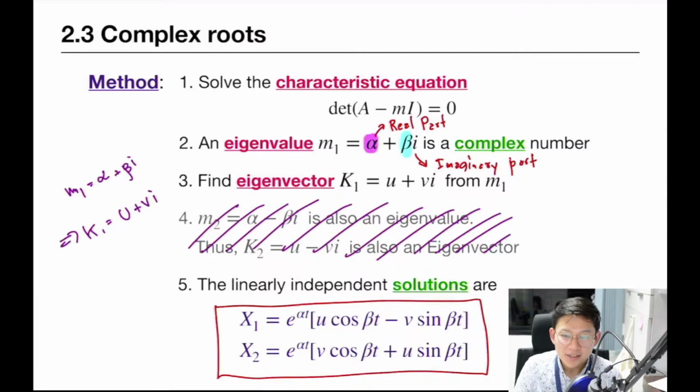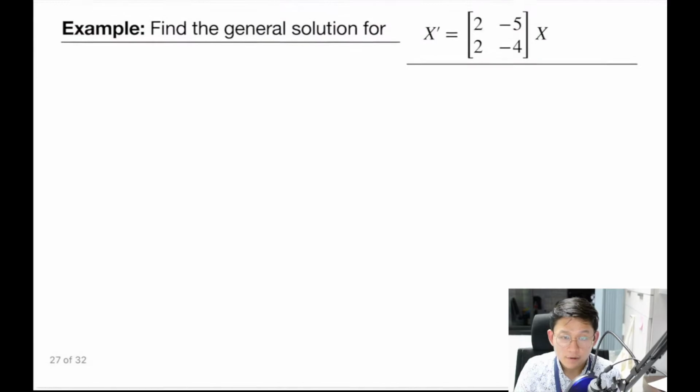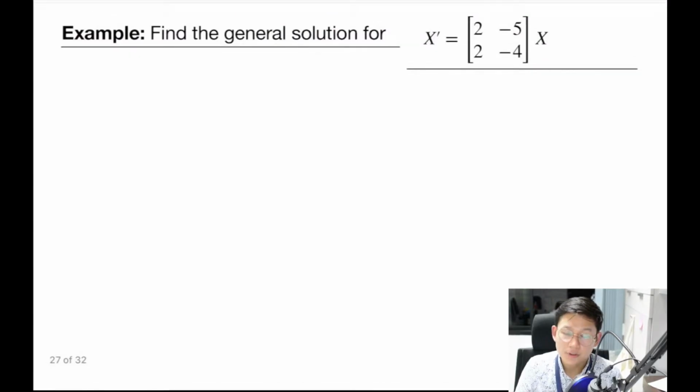Okay, so this case is extremely easy. It's very easy if you can remember this formula. So basically, once you get mi, then you find ki. After that, you obtain the solution, which is in this form. Okay, so let's look at an example. For example, this one, find the general solution for this equation.